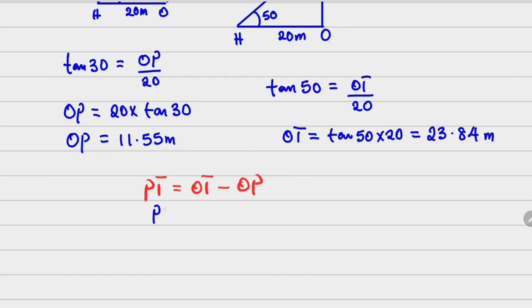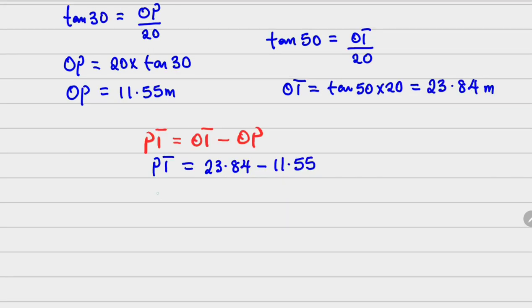Now, since we've established already that PT is actually OT minus OP, we are going to find out that our PT, which was the first thing that we were asked, will be 23.84 minus 11.55, which will be 11.89. But we're asked to leave it to three significant figures, so PT will be approximately 11.9 meters. So we're done with that.